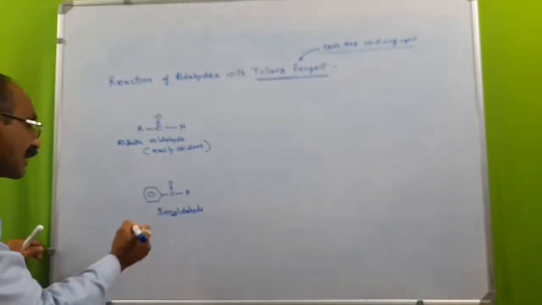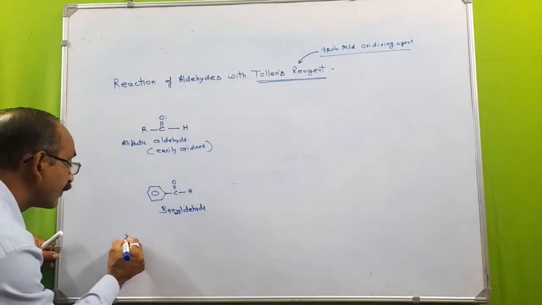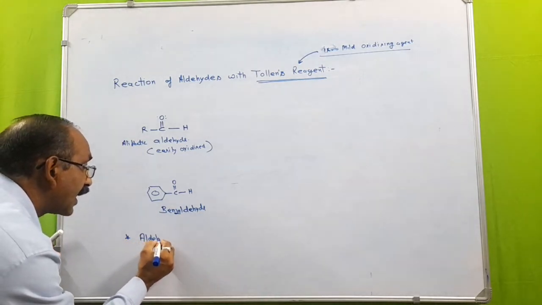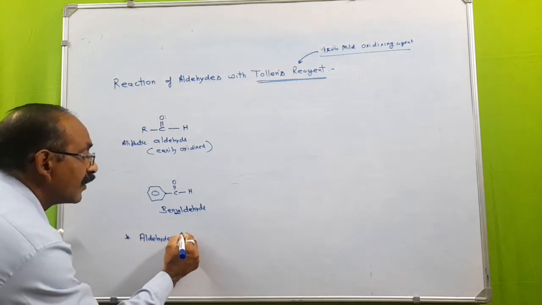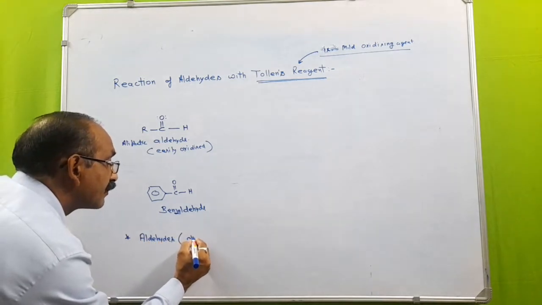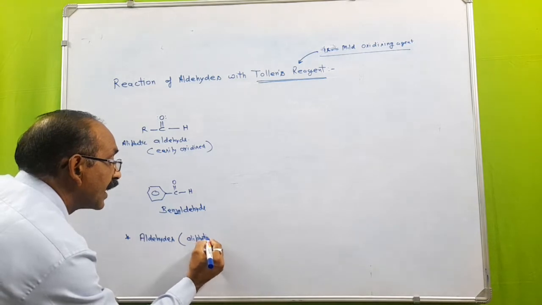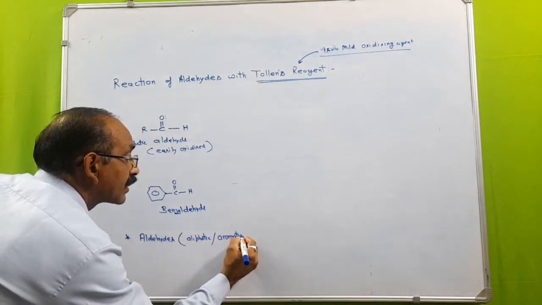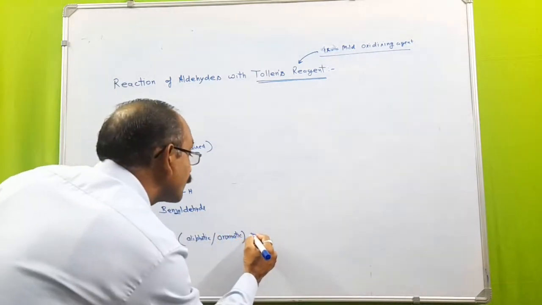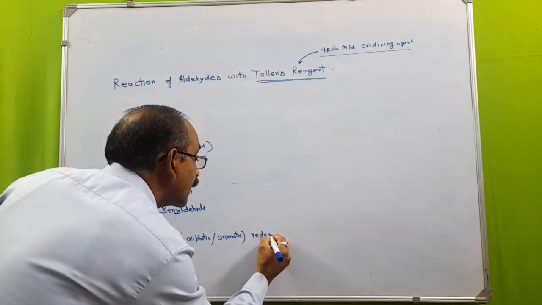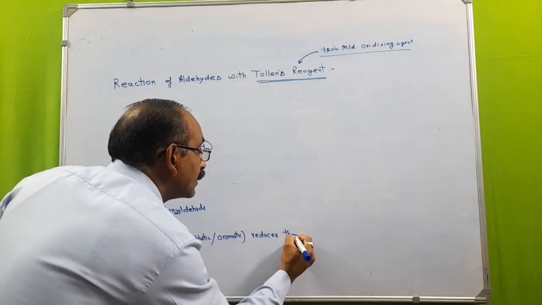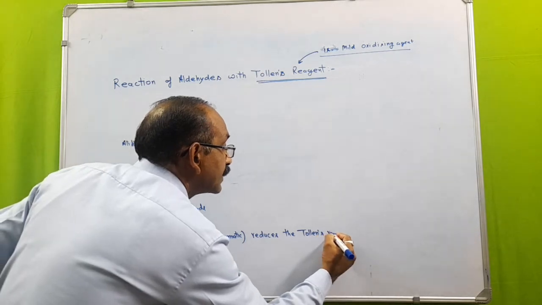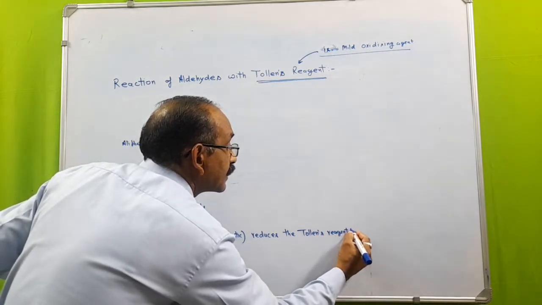So, we may write a statement that aldehydes, whether aliphatic or aromatic, both reduce the Tollen's reagent.